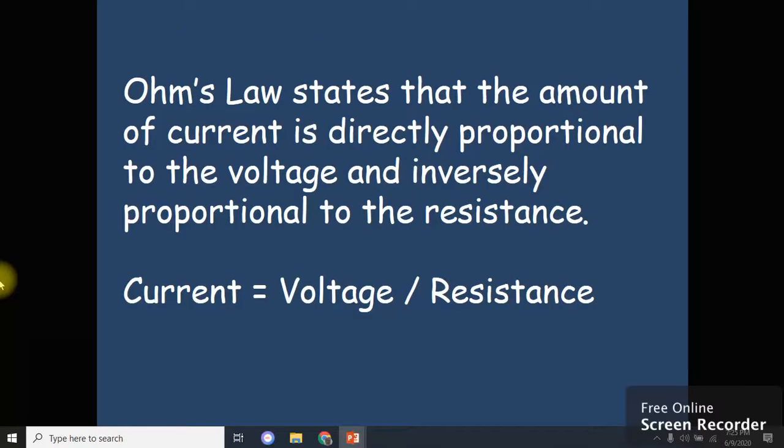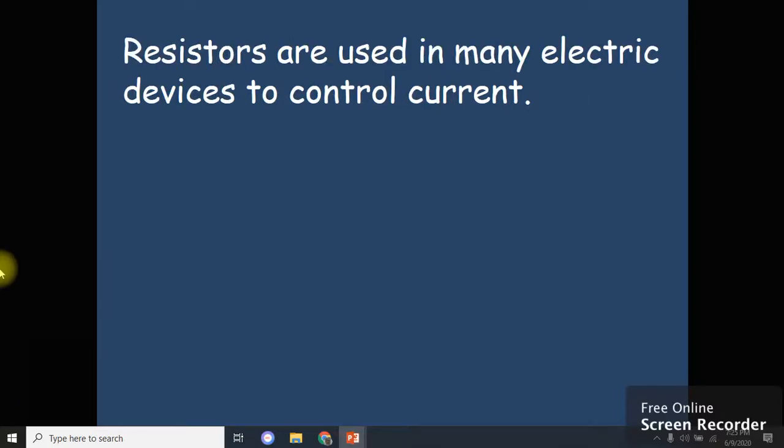Ohm's law states that the amount of current is directly proportional to the voltage and inversely proportional to the resistance. And there's the equation: current equals voltage divided by resistance. Resistors are used in many electric devices to control current. We'll talk a lot about resistors later this week.